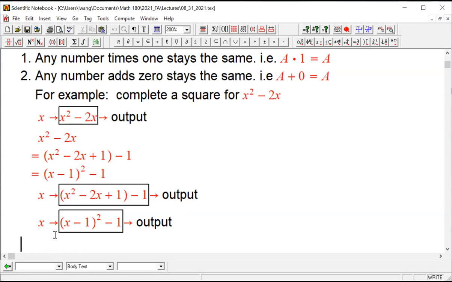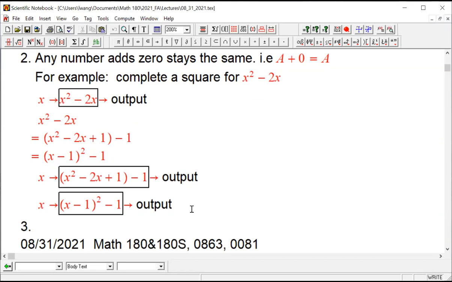So that's 2 principles. These 2 principles could apply to any situation, and these are fundamental principles. So let's look at principle number 3.